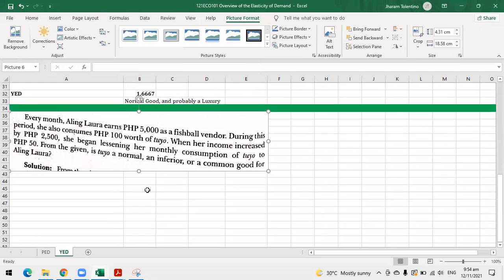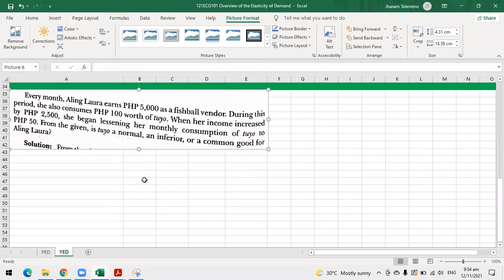Okay, so si Laura. Okay, anong benta ni Laura? So, every month, Aling Laura earns 5,000 pesos as a fishball vendor. During the period, she also consumes 100 pesos worth of tuyo. Oh my God. Every day.